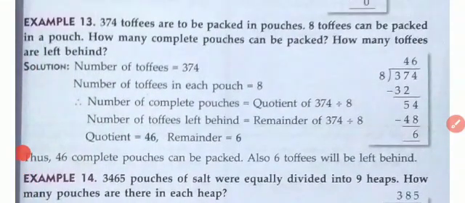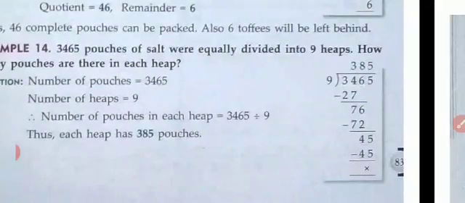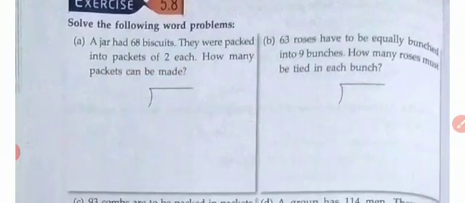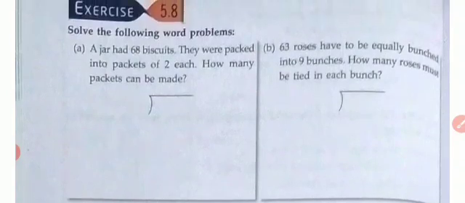And in the same way we have done this question also and the other also. So let's start with the exercise now. Like this one. Okay, students. So let's do. A jar had 68 biscuits. They were packed into packets of 2 each. How many packets can be made?